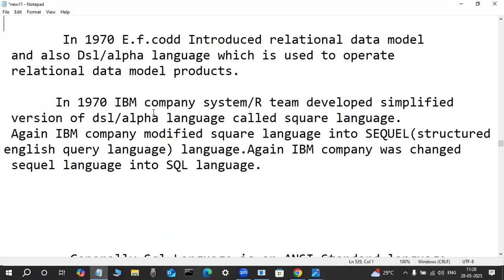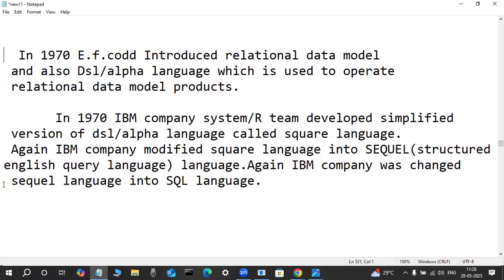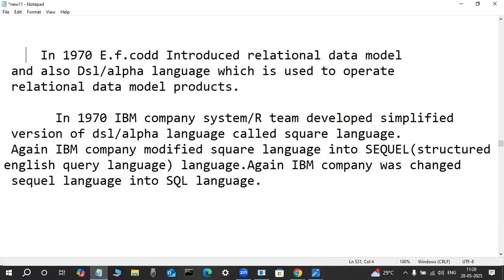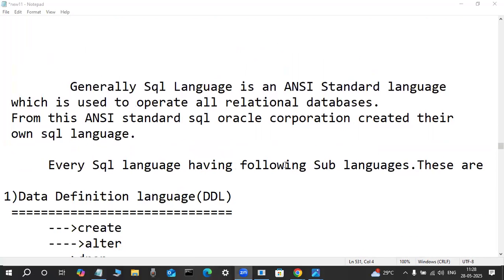Now take a snap of this one. It is better to know SQL history, SQL language history. This is not Oracle history, because today onwards we are starting SQL language. Did you complete this one? Fast. Complete, very good.